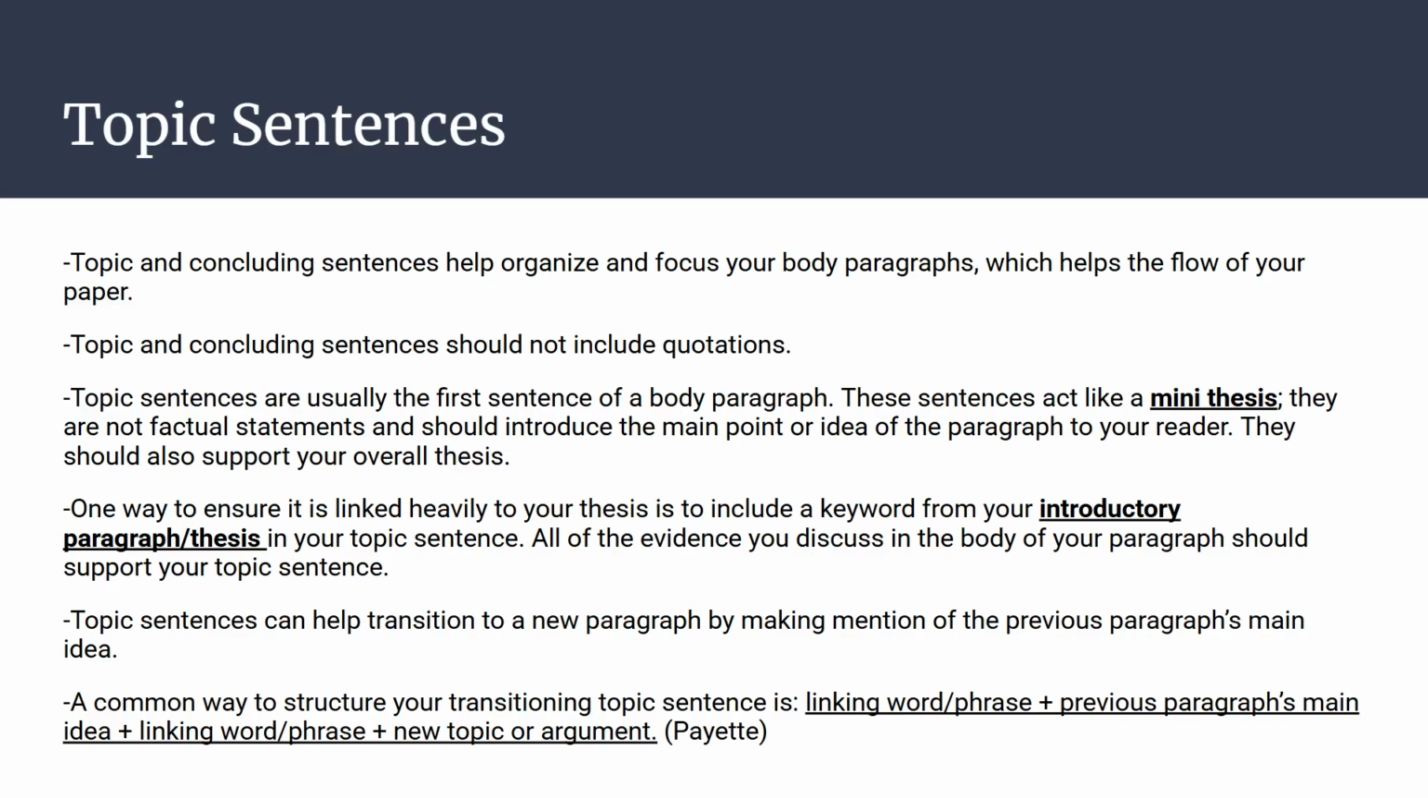All that evidence you discuss in your body paragraph should support the topic sentence, which, in turn, if you have a good one, should support your thesis. The topic sentences can help transition to the new paragraph if you make a little mention of the previous paragraph's main idea, or even without if you have a really good concluding sentence to the previous paragraph. A really common way to structure that transition topic sentence is a linking word or phrase from the previous paragraph's main idea to a linking word or phrase with the new topic or argument.